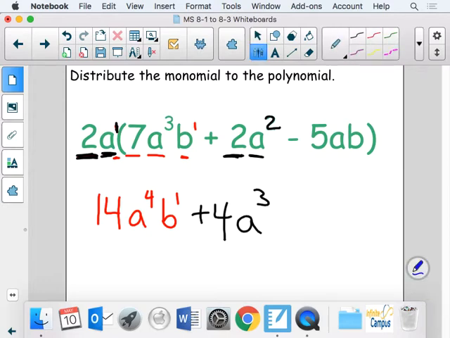And then finally, I have 2 times negative 5 to make negative 10. A to the 1st power times a to the 1st power makes a to the 2nd power. And then no b times b to the 1st power is just b to the 1st power. You can write that one or keep it without anything there.